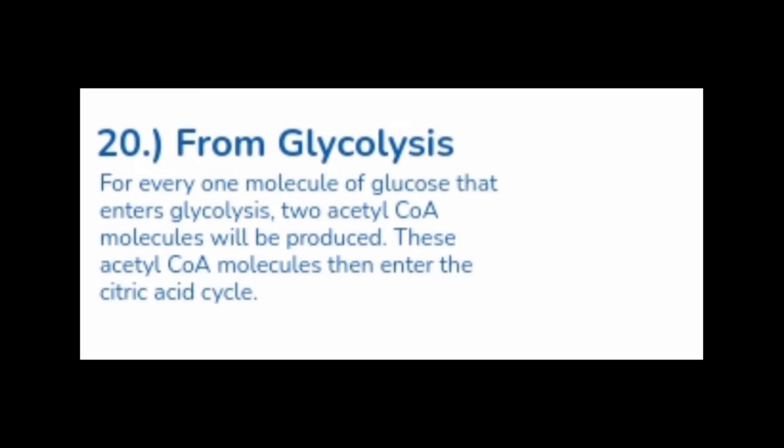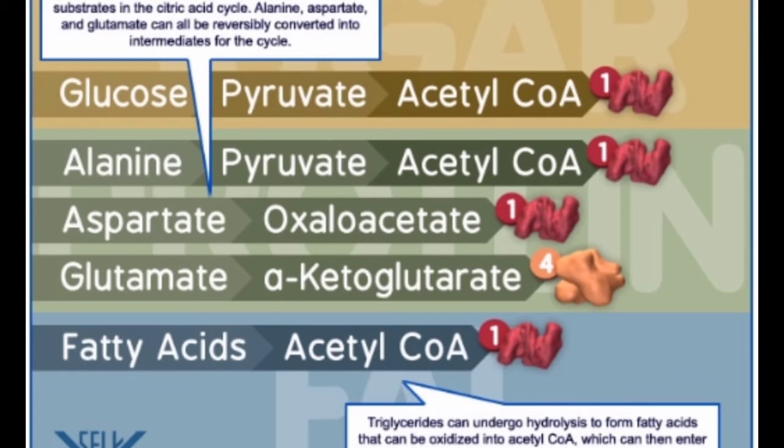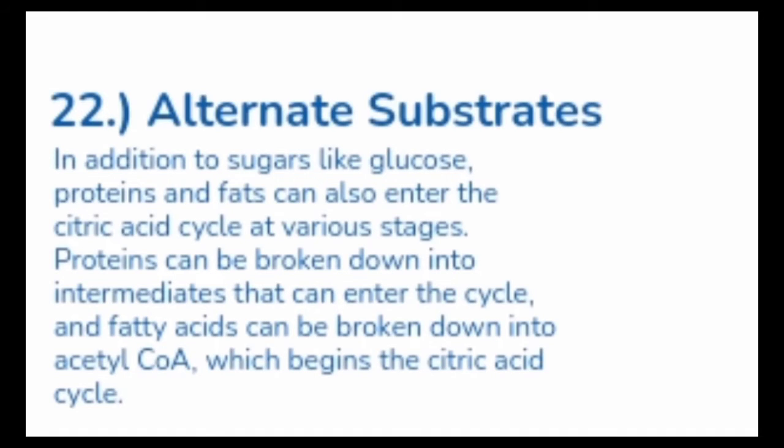From glycolysis, for every one molecule of glucose that enters glycolysis, two acetyl-CoA molecules will be produced. This acetyl-CoA then enters the citric acid cycle. Alternate substrates: in addition to sugars like glucose, proteins and fats can also enter the citric acid cycle at various stages. Proteins can be broken down into intermediates that can enter the cycle, and fatty acids can be broken down into acetyl-CoA, which begins the citric acid cycle.